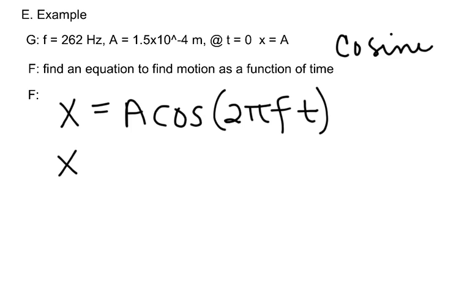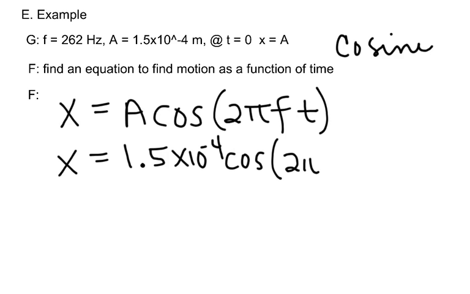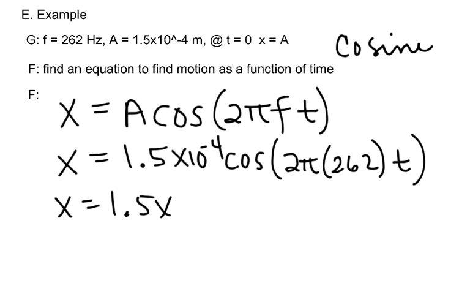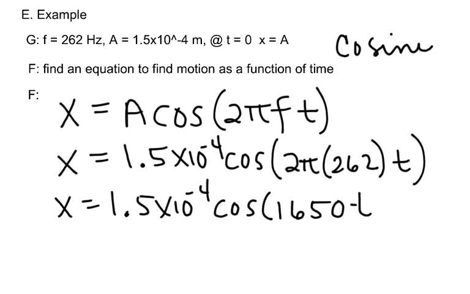So plugging in here, for my amplitude, I will have 1.5 times 10 to the minus 4 meters cosine of 2 pi multiplied by the frequency of 262 hertz multiplied by the time. And so ultimately that gives me 1.5 times 10 to the minus 4 multiplied by cosine of 1,650 t. So if you knew the time involved in this problem, you can plug that into your equation and then you can find your position.